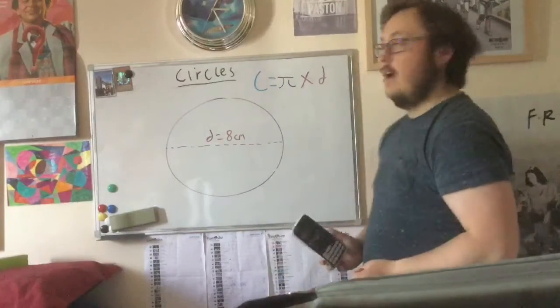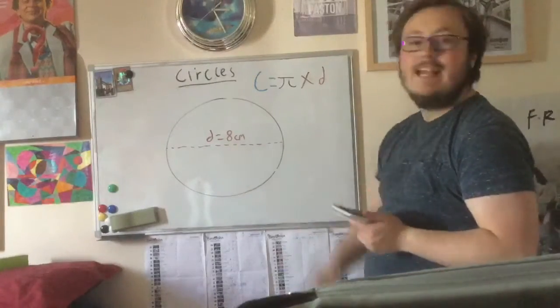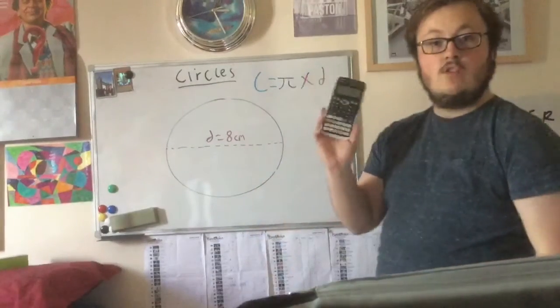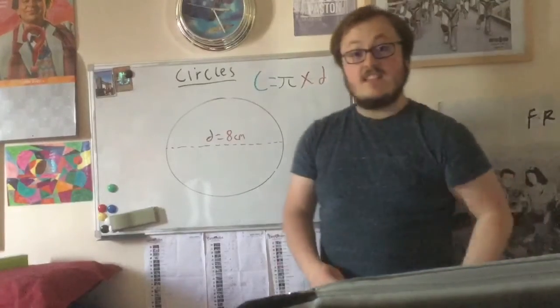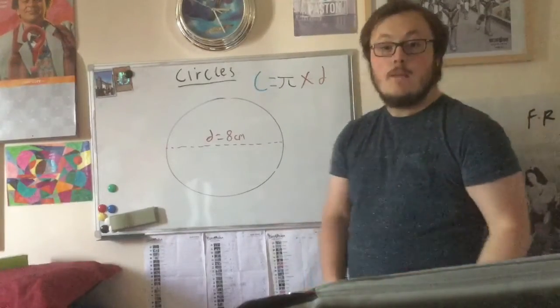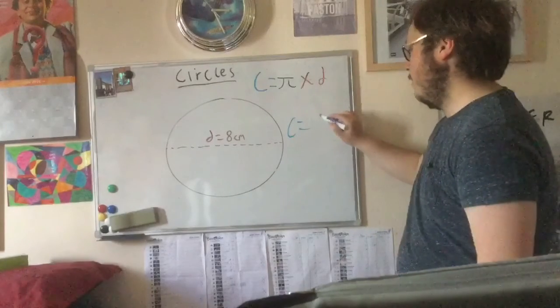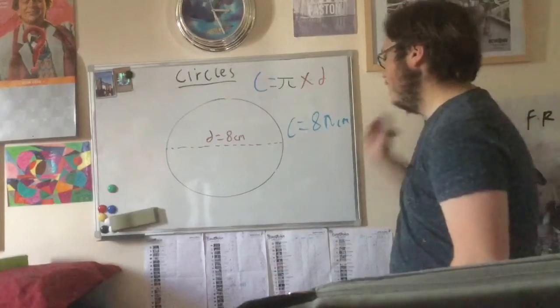Now, once you've found pi, you multiply that by our diameter, which is 8. So you multiply them, and what do you get? You get 8 pi. It's like algebra. That is leaving your answer in terms of pi. So, the answer we'd write in this case, our circumference, is 8 pi centimetres.